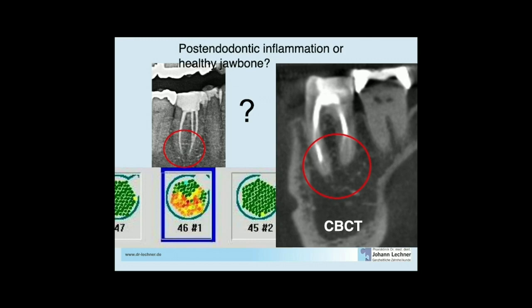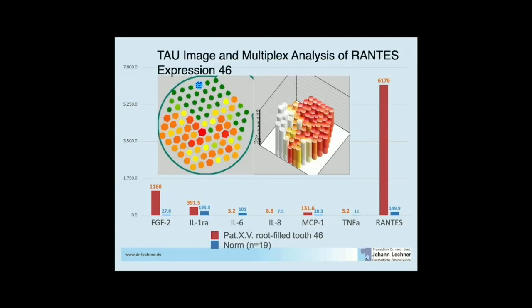Healthy tooth here is green. Here you see it's red, it's softened. And when we take out the tooth and scrape out the apical tissue, we get a RANTES expression of 6,172. So this root filling is definitely a source of chronic RANTES overexpression, and chronic RANTES overexpression may possibly be a reason for the epidemiology of tumors, of allergies, of rheumatic diseases.